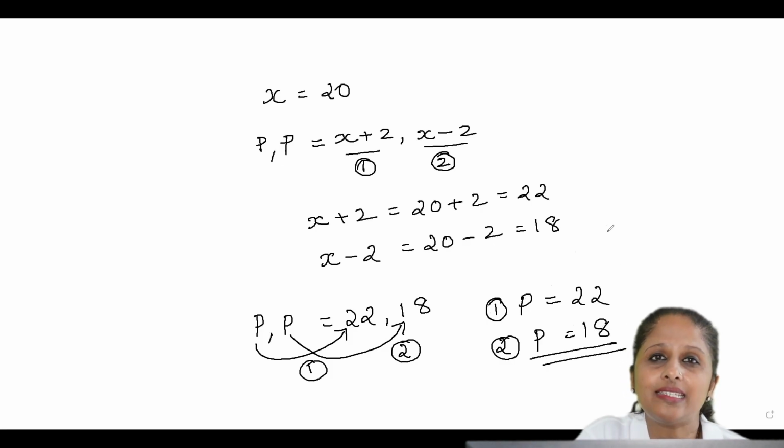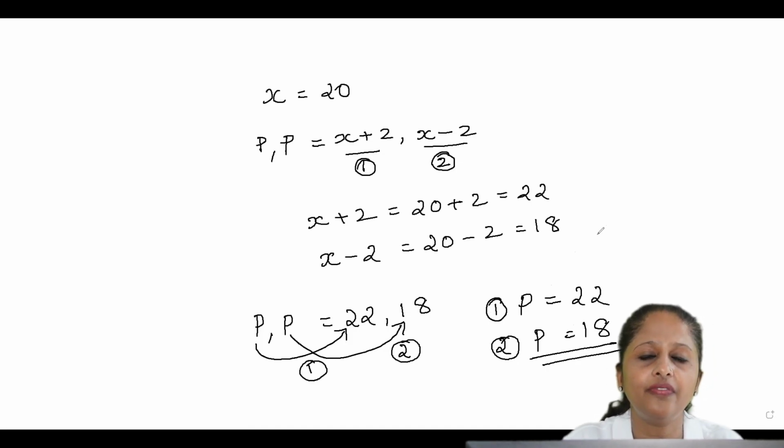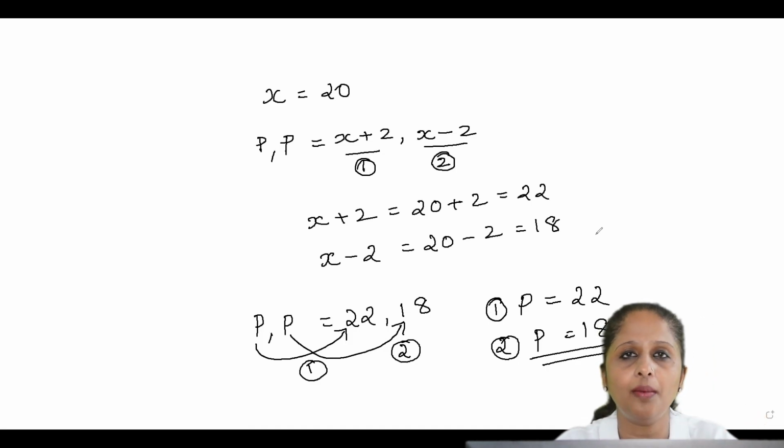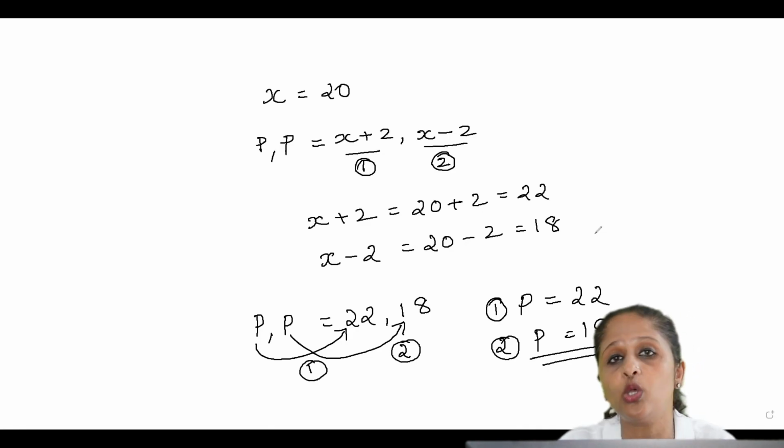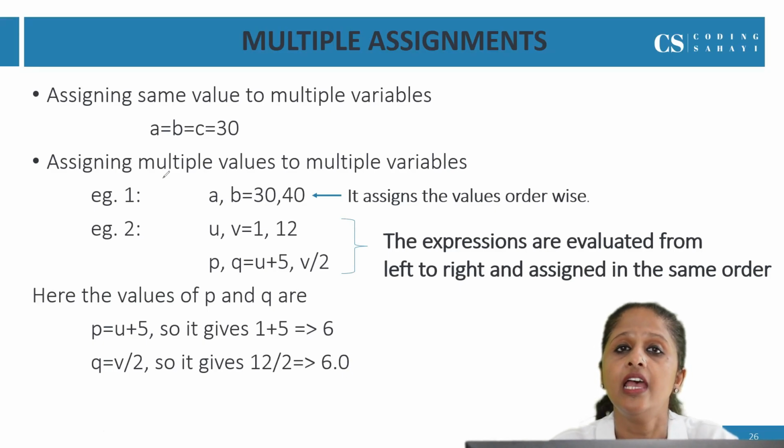You may get this type of output question in the exam. So this is how to do a multiple assignment and how to solve this expression. So that is multiple assignment. You are assigning one value to multiple variables, and the second method is multiple variables and multiple values.